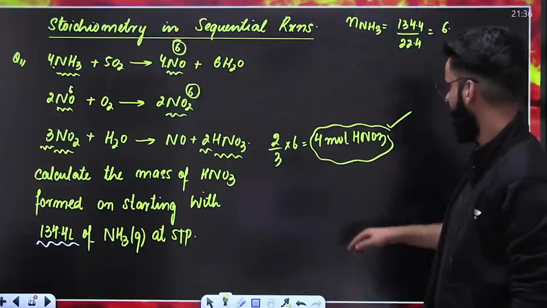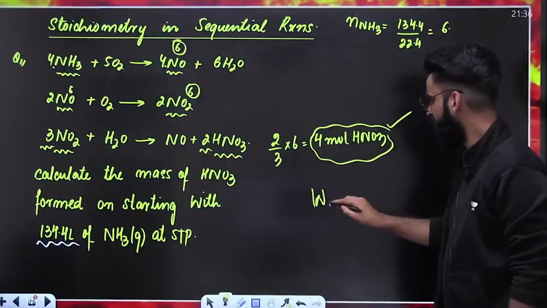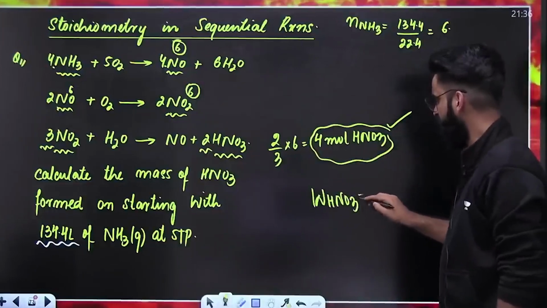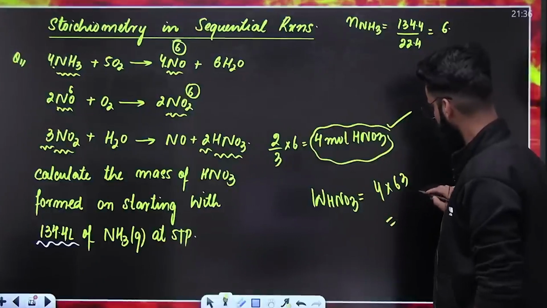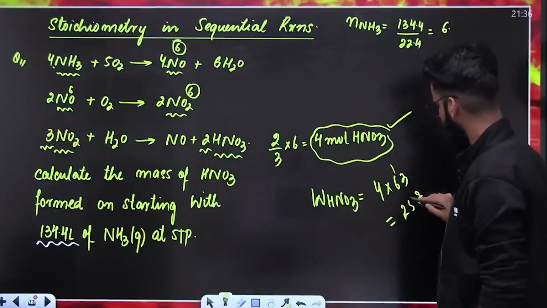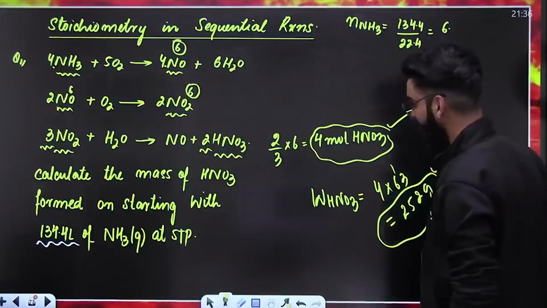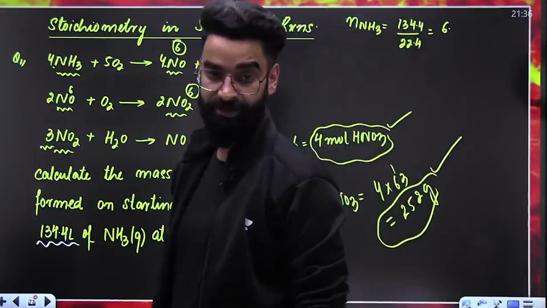But am I supposed to calculate moles of HNO3 formed or mass of HNO3? Mass of HNO3 will be moles multiplied by molar mass. It will be 4 times 63, which is 252 grams of HNO3 being formed at the end.